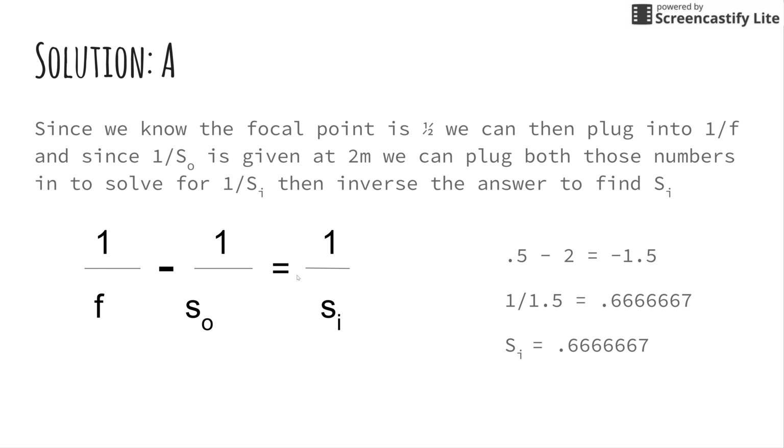So we plug in 1 over F, which is 1/2, and we subtract 1 over SO in order to find 1 over SI. So we go 1/2 minus 2, which is equal to negative 1.5, and 1 over 1.5 is equal to 0.666667. So that means SI is equal to 0.666667.